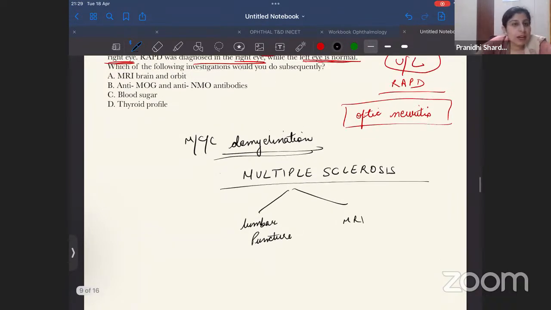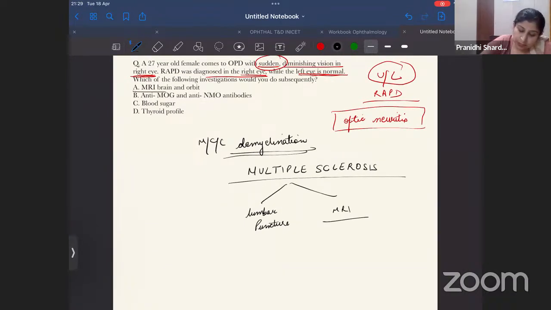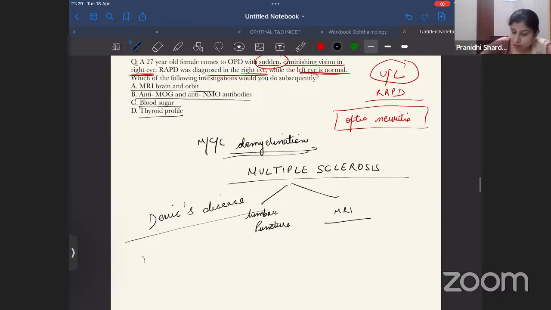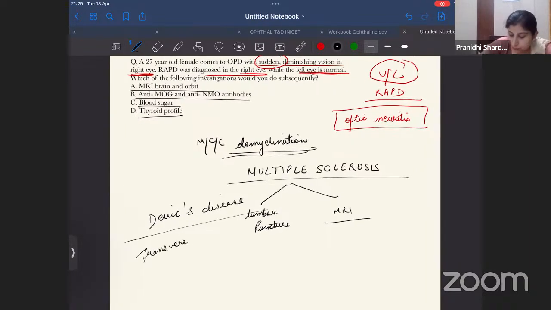Here we are not given the option of lumbar puncture, we are given the option of MRI, which gives us the answer, but we have to look at the other options also. Other options are blood sugar, thyroid profile, anti-MOG and NMO antibodies. These antibodies are increased in a disease called Devic's disease. And we always study that Devic's disease is associated with optic neuritis, in which the patient has transverse myelitis with optic neuritis.